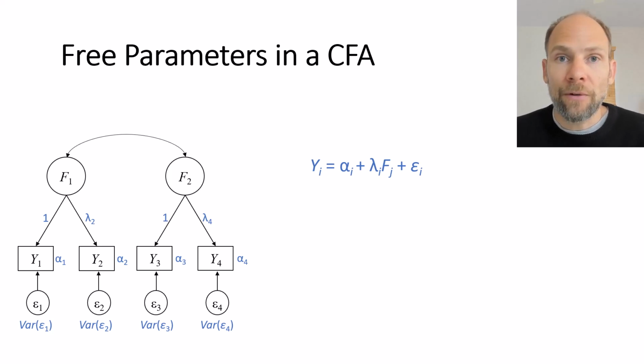What does it look like for the structural part of the model, or the latent variable part of the model? In the latent variable part of the model, we again estimate the variance of F1 because that's again an exogenous or independent variable.